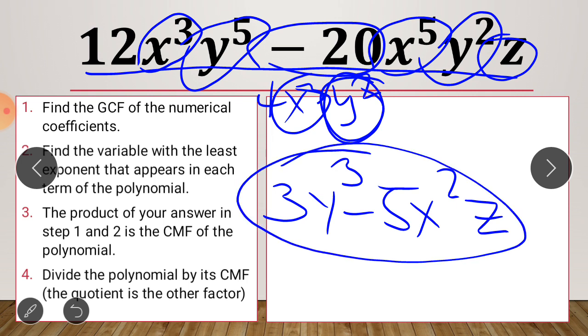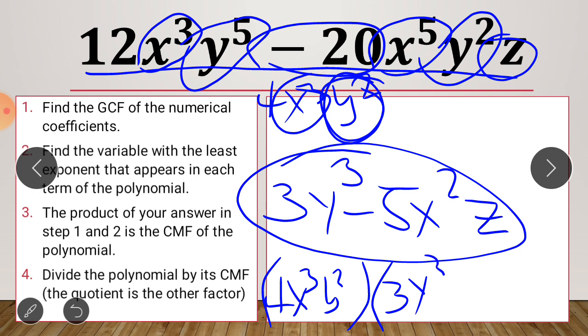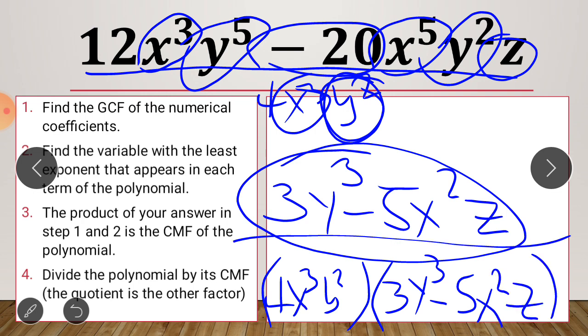So the final answer, the factors of this given, are 4x cubed y squared and 3y cubed minus 5x squared z. Okay, so that's it. These are the factors of our given. If you want to check whether your answer is correct, you can multiply.